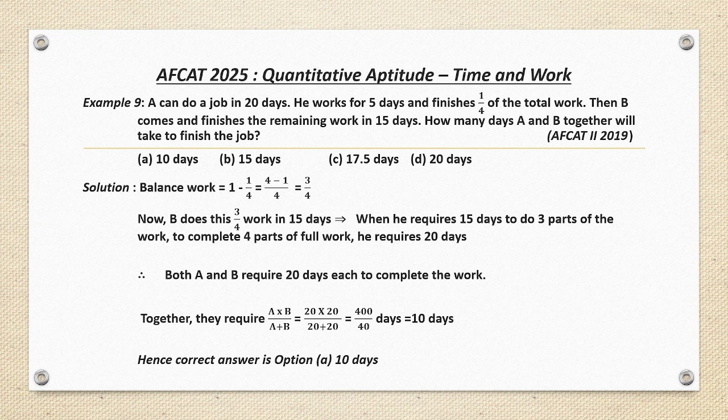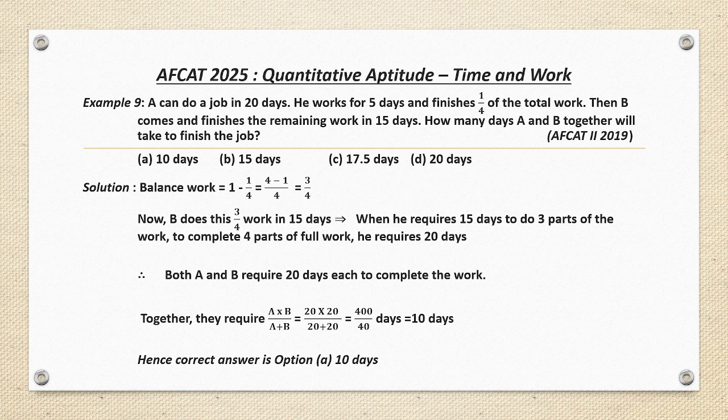Now, from the first 2 sentences, what is the balance of work? 3 by 4. That is 1 minus 1 by 4 is 3 by 4. Now, B has done 3 by 4 in 15 days. That means 3 of the 4 parts he has done in 15 days. So, all 4 parts is 15 by 3 into 4.